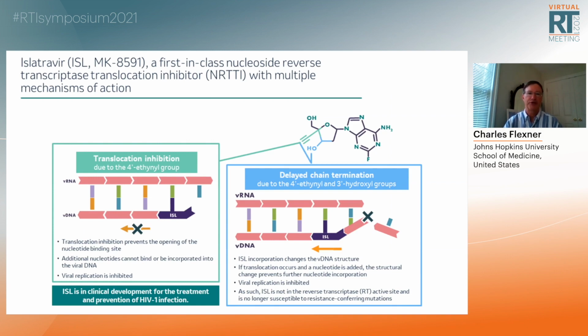nucleoside reverse transcriptase inhibitors in that it contains a 3' hydroxyl in the ribose ring, which allows it to be incorporated into the growing RNA-DNA chain, where it then causes chain termination.